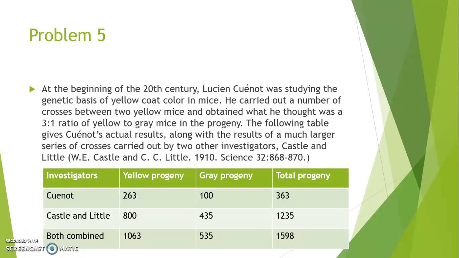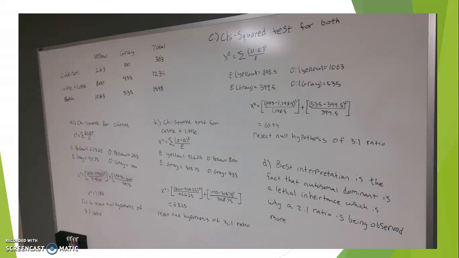So there's the table of numbers, and it asks us to find the chi-squared value for Cuénot, the chi-squared value for Castle and Little, the chi-squared test for them both, and then to give our interpretation. I drew out the table as shown right here, and I did the chi-squared for Cuénot. Since we're going off a 3-to-1 ratio for Mendelian genetics, that's the pattern we are trying to observe here.